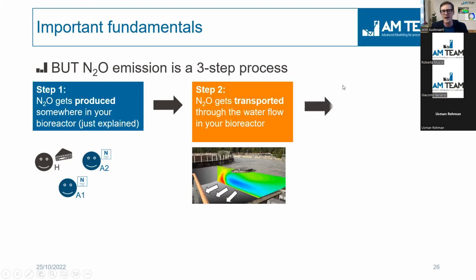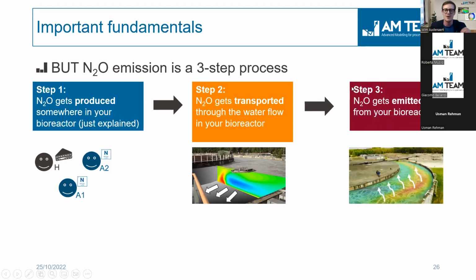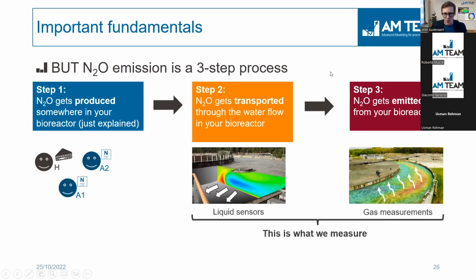And in a third step, and this is really causing the emissions, your N2O gets emitted because it gets stripped due to the aeration. So the liquid N2O joins the aeration bubbles, the air bubbles, and goes up, and this is really causing the emissions. So what we really measure, typically with liquid sensors or gas measurements, is the N2O in the water phase or the gas phase. But really the root cause is here.